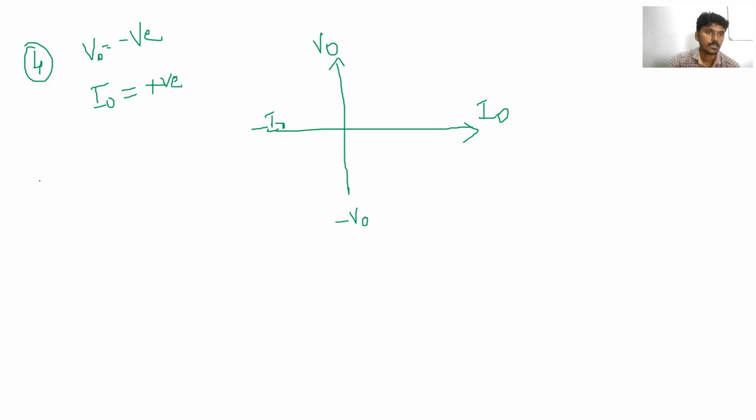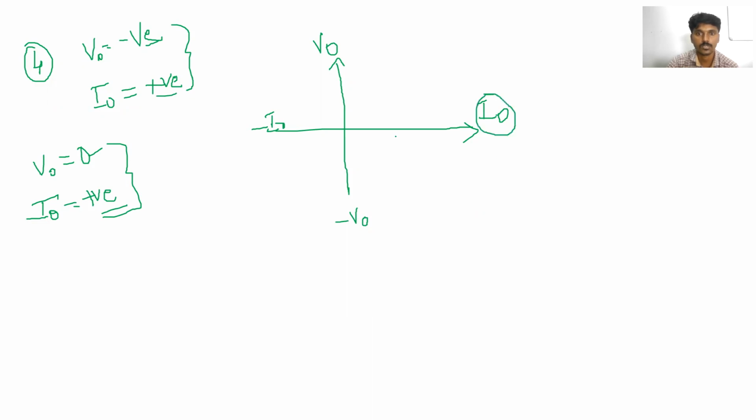In the same way, V0 is equal to 0 and I0 is positive. So in both cases, in which quadrant does it operate? Voltage may be 0 or negative, and current is always positive. So in which quadrant does it operate? Fourth. Fourth quadrant. So how does a fourth quadrant drive operate?